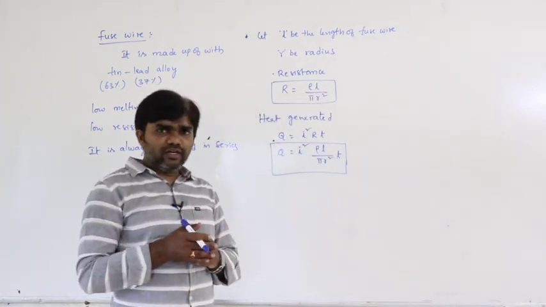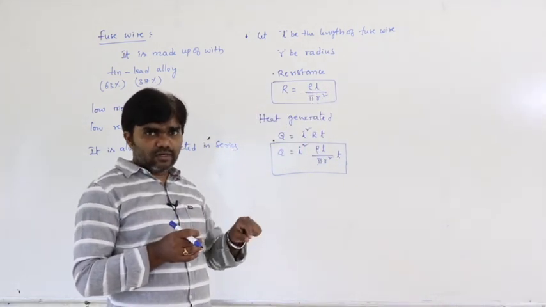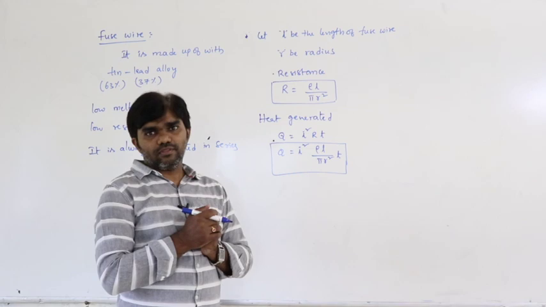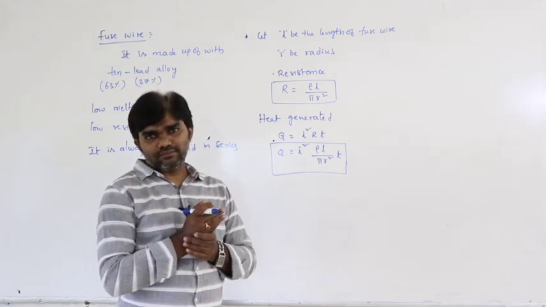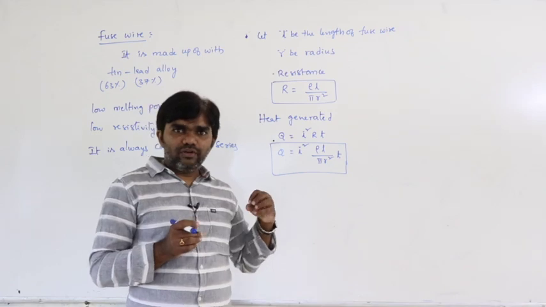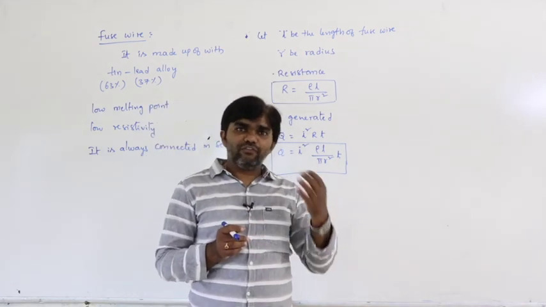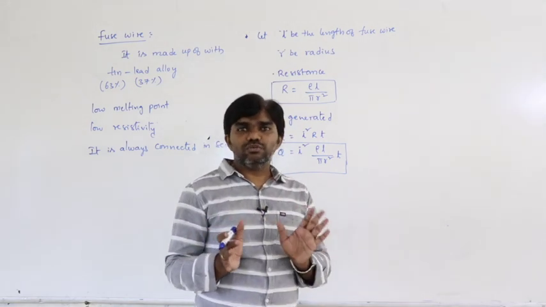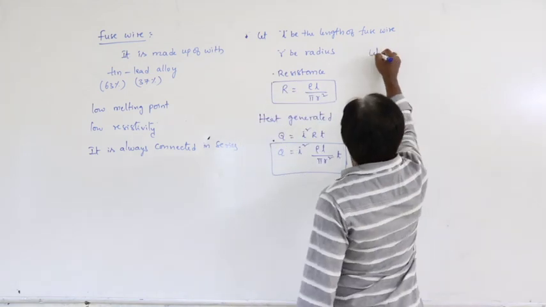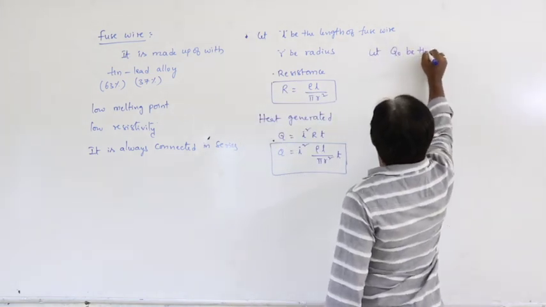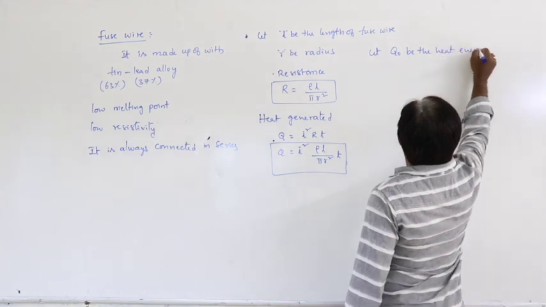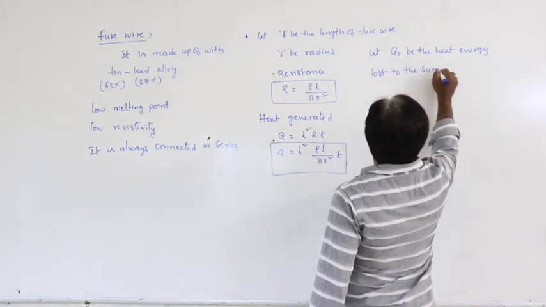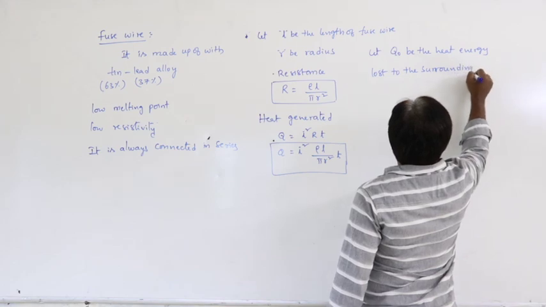Of the total heat energy generated in the fuse wire, a certain amount must be lost to the surroundings. Then only it does not get melted. If the total heat energy were utilized by the fuse wire, it would definitely melt, but a certain amount of heat energy must be lost to the surroundings. So let Q naught be the heat energy lost to the surroundings per unit area.